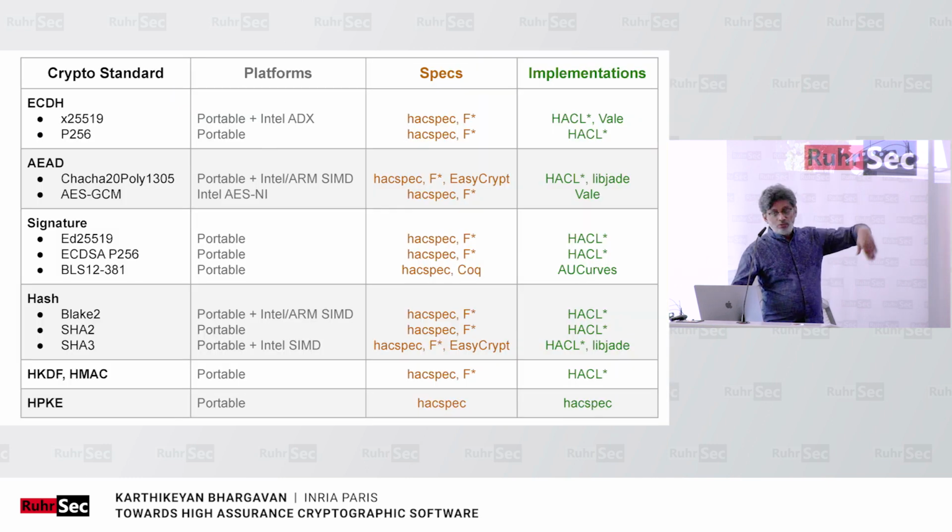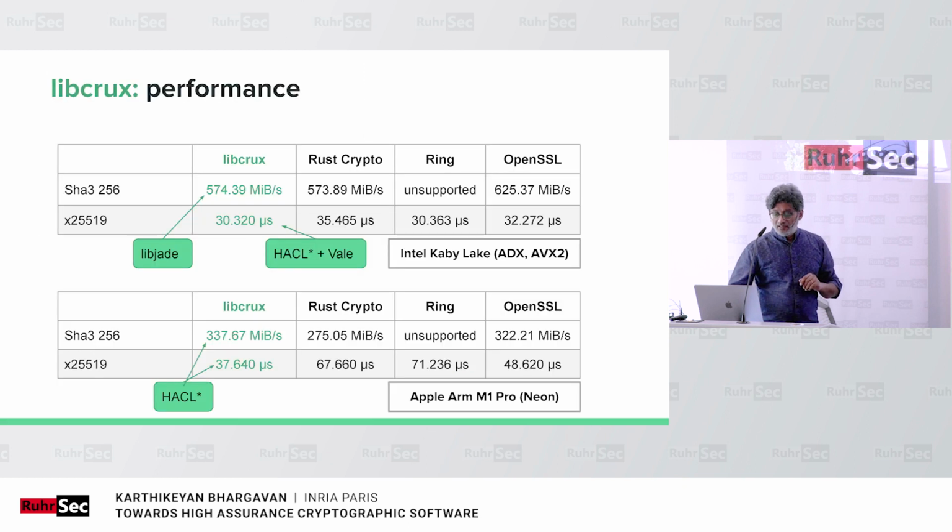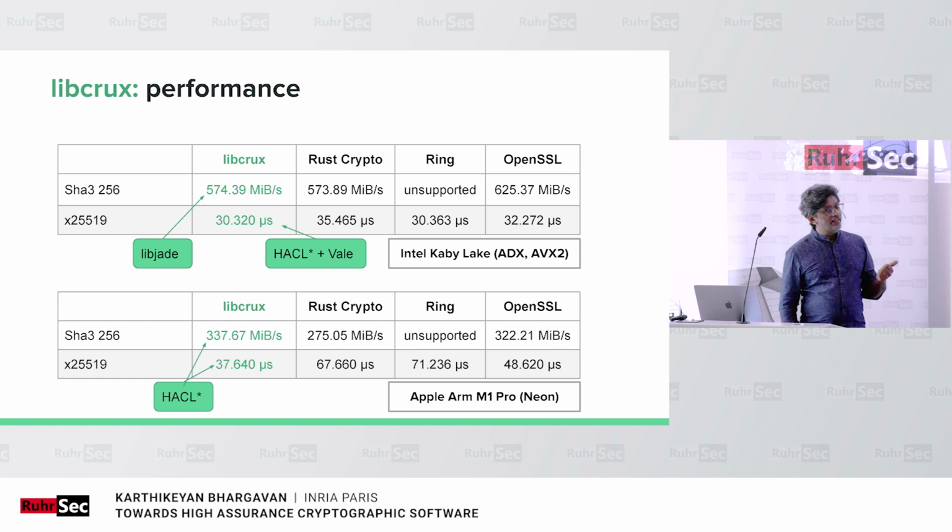So libcrux includes all of these algorithms. Some of them are taken from Vale, some from HACL, some from libjade, some from Fiat curves. So it's pretty comprehensive, but needs many more algorithms that we are continuously trying to add to it. And the performance is very good. So for example, on Intel machines, if you want to do X25519, you can use the HACL star and Vale combined version, which is faster than anything else out there, including OpenSSL.